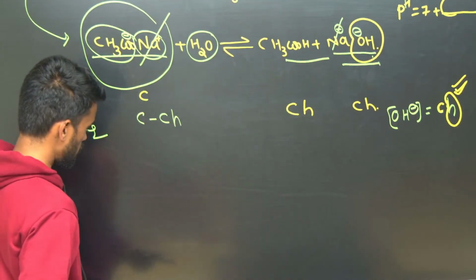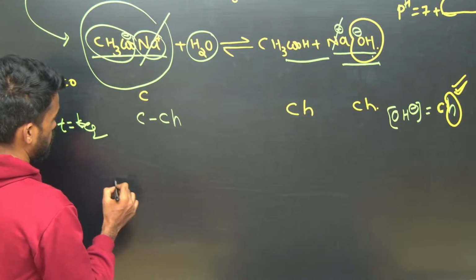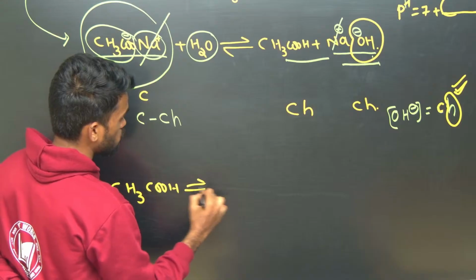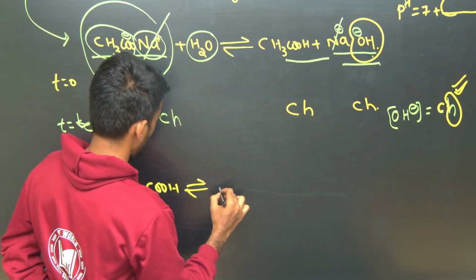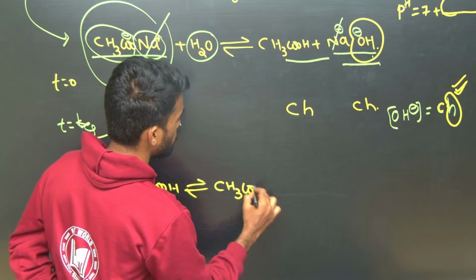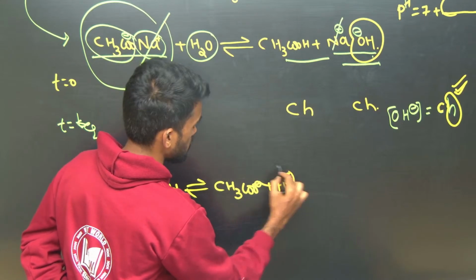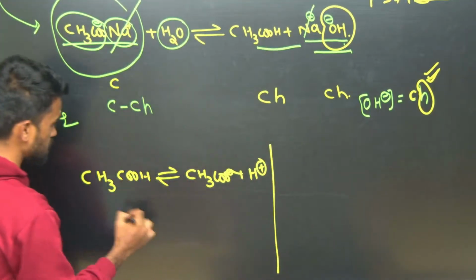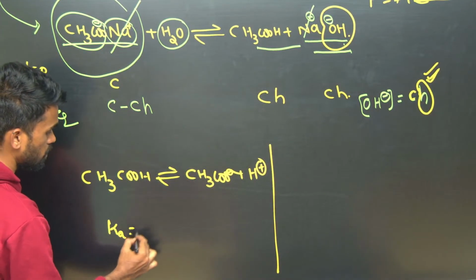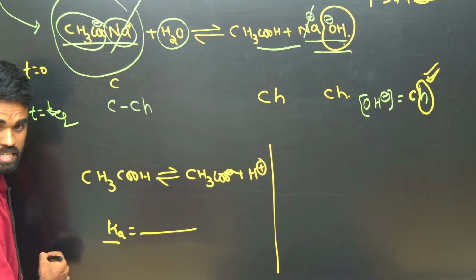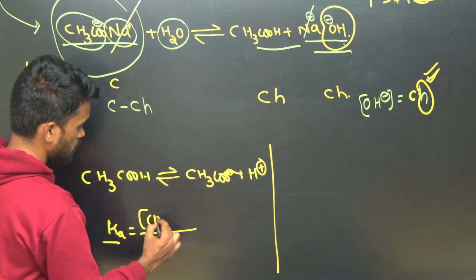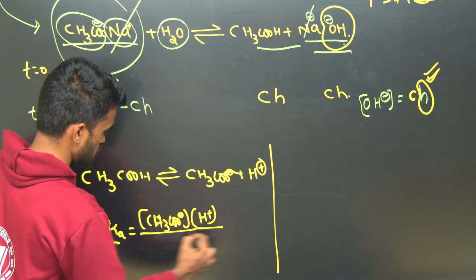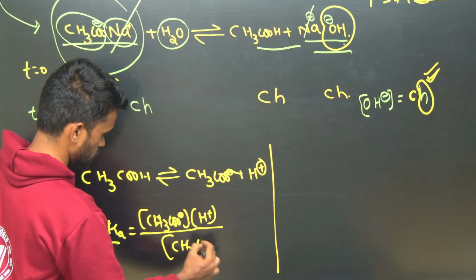Okay, so now if I want to write acetic acid, this acetic acid I am taking. So how will it dissociate? CH3COOH gives CH3COO minus plus H plus. Right. So now for this acid, it is undergoing acid dissociation. So we are writing the acid dissociation constant as Ka. That is nothing but acetate ion concentration times H plus ion concentration by acetic acid.